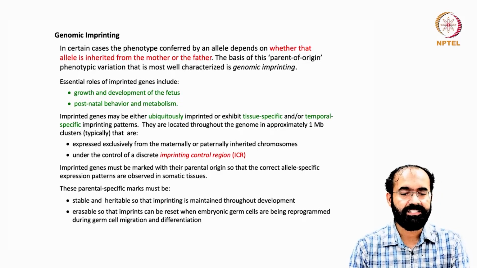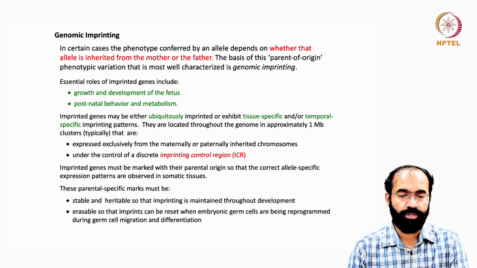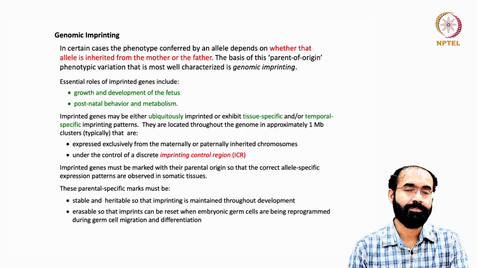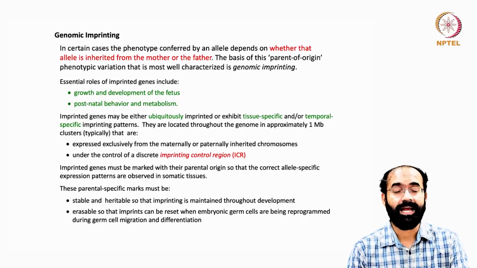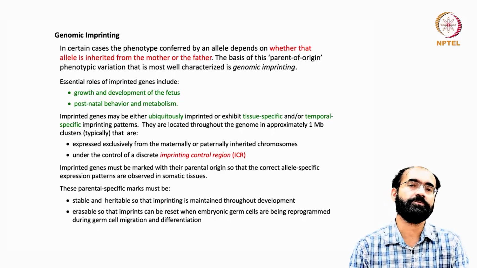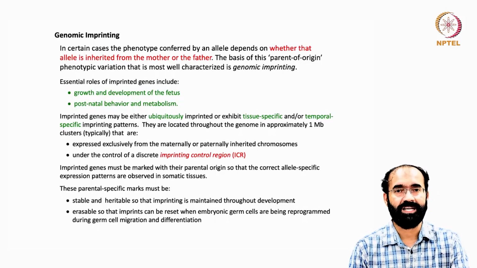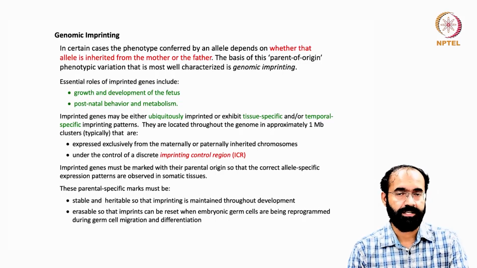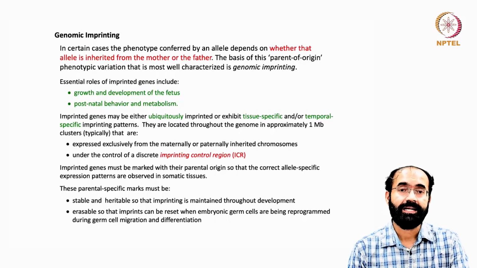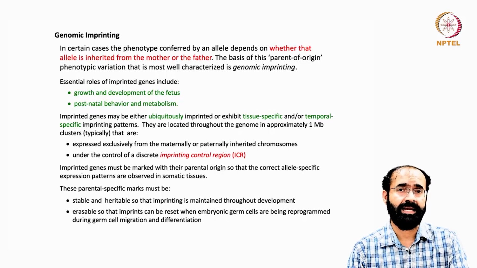Imprinted genes may be either ubiquitously imprinted or exhibit tissue-specific or temporal-specific imprinting. That means time-specific. Normally you may have heard about spatial and temporal. Spatial means space; tissue-specific means spatial. Your heart is somewhere, liver is somewhere, kidney is somewhere, brain is somewhere, so the space is deciding. Temporal means time, age: whether you are in the embryonic stage, 10 years old, 20 years old, like that.